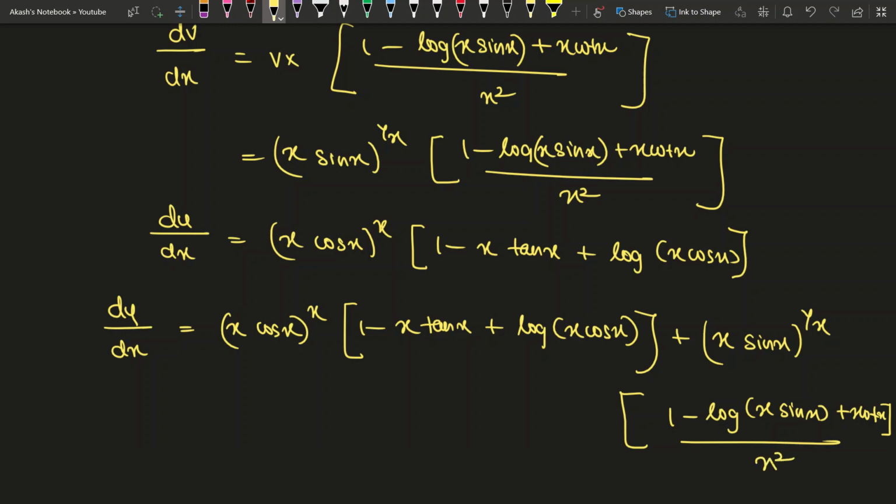So our final answer will be (x cos x) whole raised to x into (1 minus x tan x plus logarithm of x cos x) plus (x sin x) whole raised to 1 by x into (1 minus logarithm of x sin x plus x cot x) whole divided by x square. This is the final dy by dx. So we came to understand this is a much lengthier proposition.